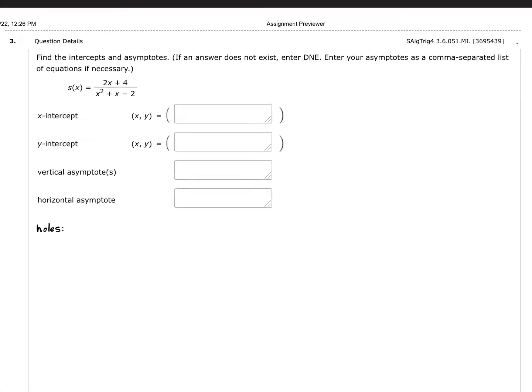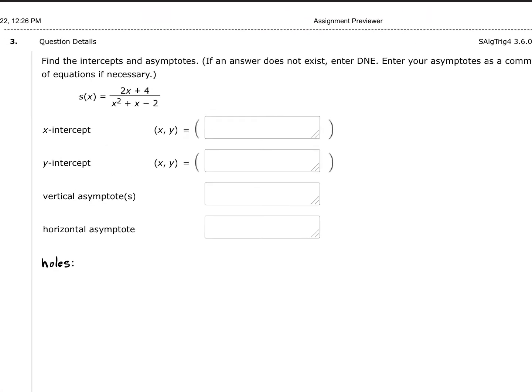For number 3, we have the function s of x is equal to (2x plus 4) over (x squared plus x minus 2). If we first find your x-intercept, you're going to have the 2x minus 4 is equal to 0. If you want to move the 4 over first, we can do that by adding it to both sides. And then you have 2x is equal to 4. And then you divide each side by the 2. So you get that x is equal to 2. So that's the ordered pair (2, 0).